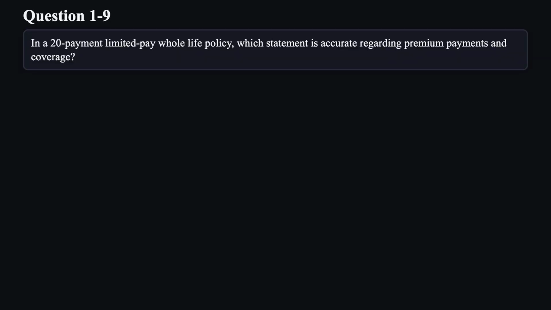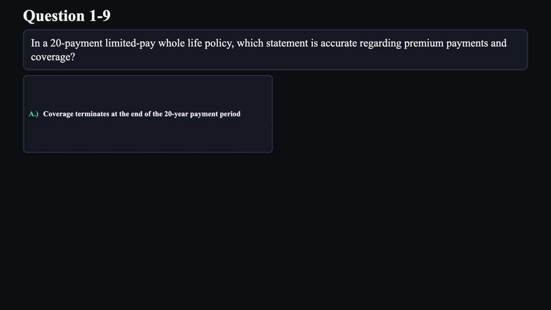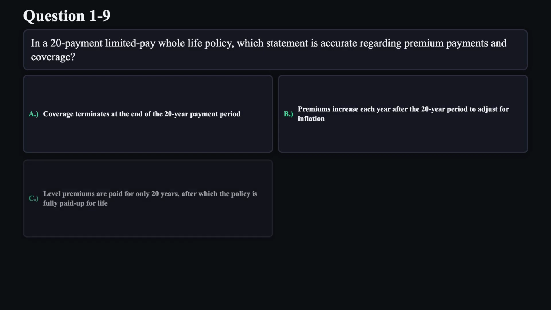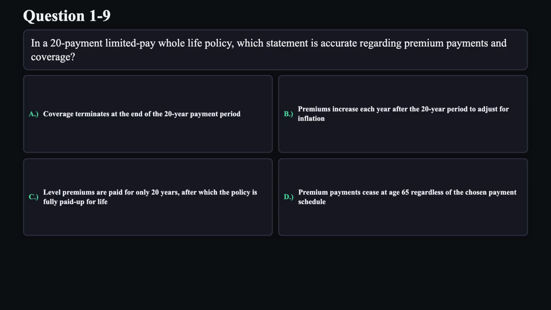Question 9. In a 20-payment limited pay whole life policy, which statement is accurate regarding premium payments and coverage? A. Coverage terminates at the end of the 20-year payment period. B. Premiums increase each year after the 20-year period to adjust for inflation. C. Level premiums are paid for only 20 years, after which the policy is fully paid up for life. D. Premium payments cease at age 65 regardless of the chosen payment schedule.